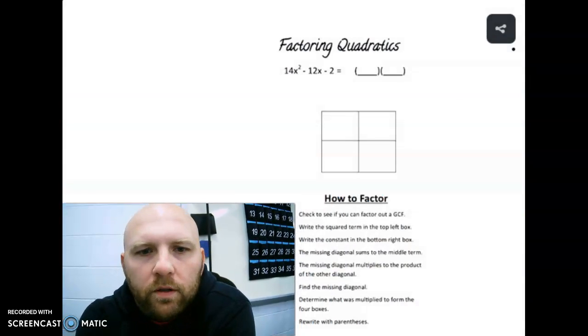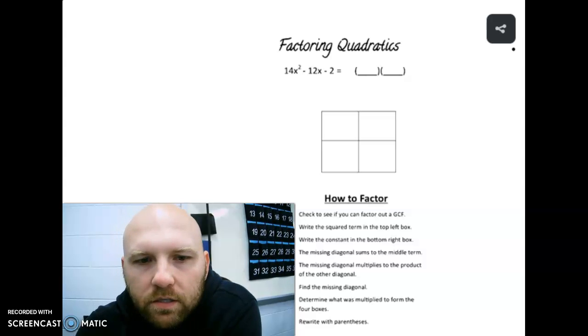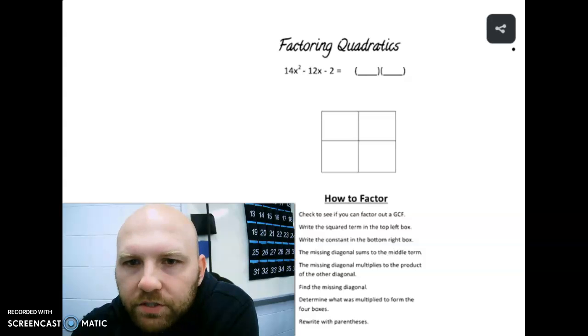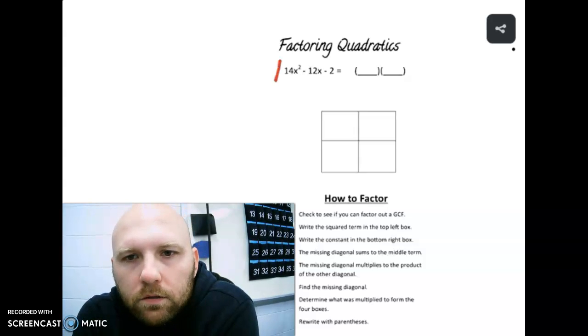What we want to do is use the box method for factoring today. The first thing we want to do is check and make sure that we can factor out a GCF. If we look at 14x squared minus 12x minus 2, we see that we can divide all of those by 2. So that's what we're going to do here.